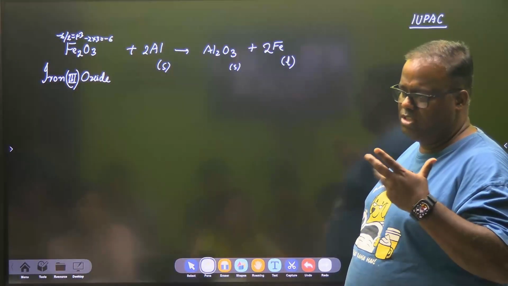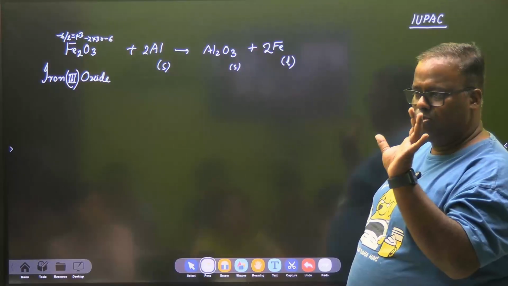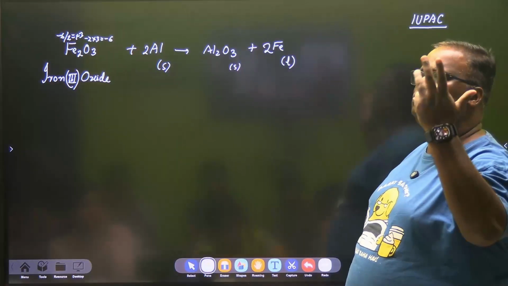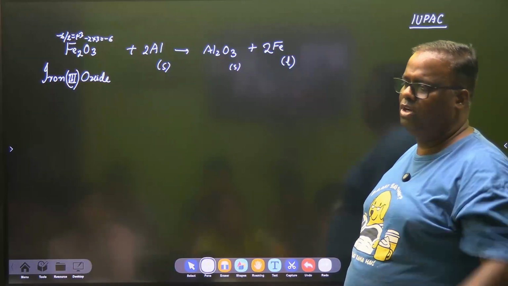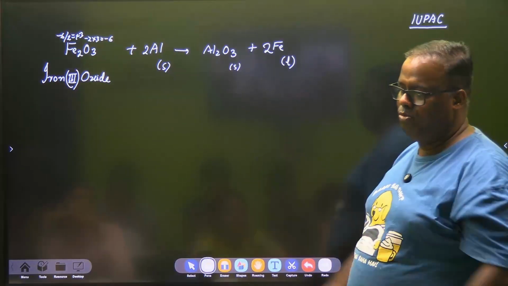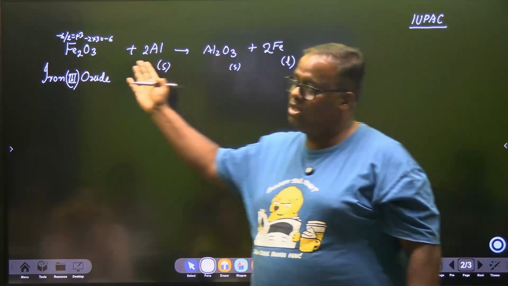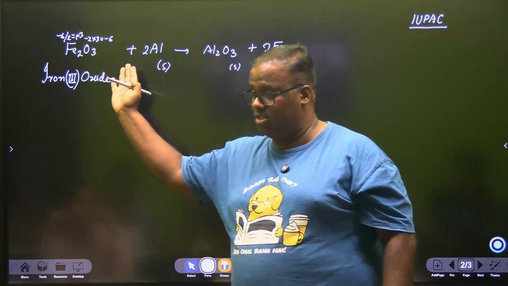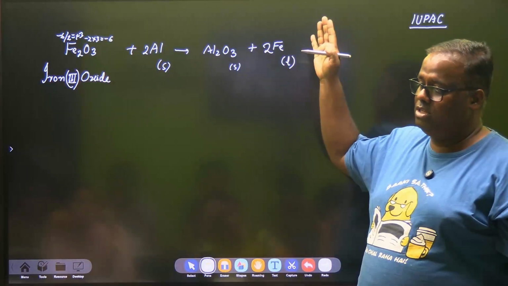In situ is an English term, a word we use. In law, they use this word a lot. In situ means right at that spot we will weld it. That welding is known as aluminothermic welding. This is the process which we will read in metals and non-metals.